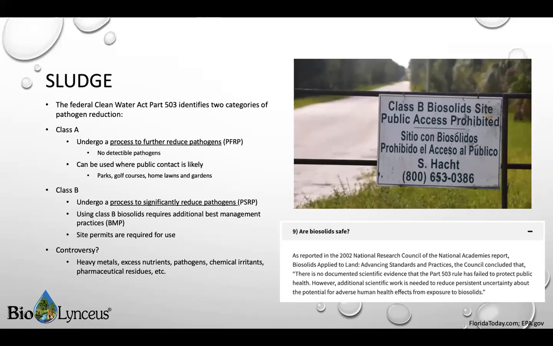Class B biosolids undergo a process to significantly reduce pathogens. This is also known as PSRP. This process removes most pathogens, but contains some detectable contaminants. Using Class B biosolids requires additional best management practices, and site permits are required when applying Class B biosolids. Class B biosolids can be applied to crops not intended for human consumption, things like alfalfa or hay. These biosolids can also be applied as a cover at landfills.